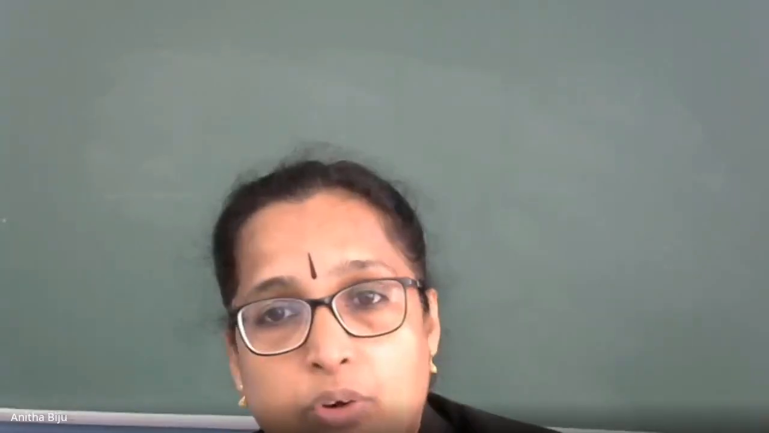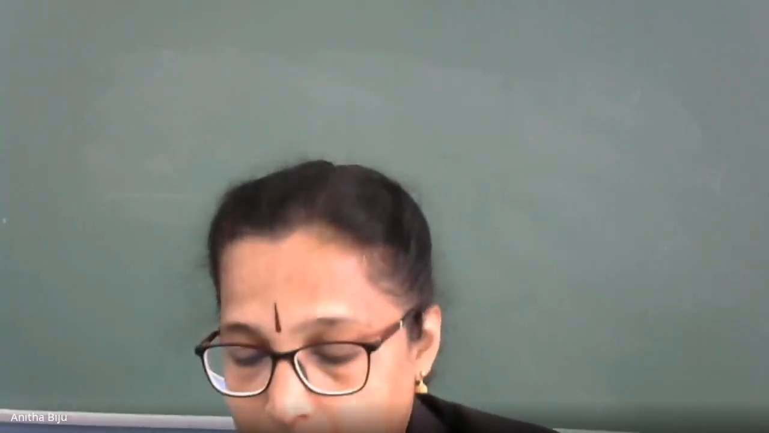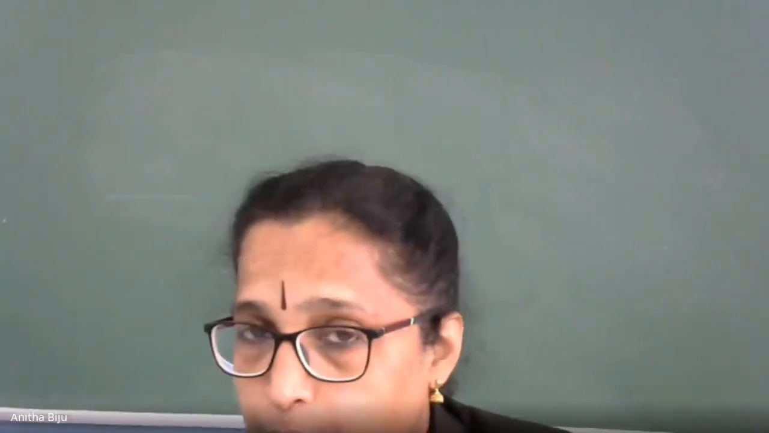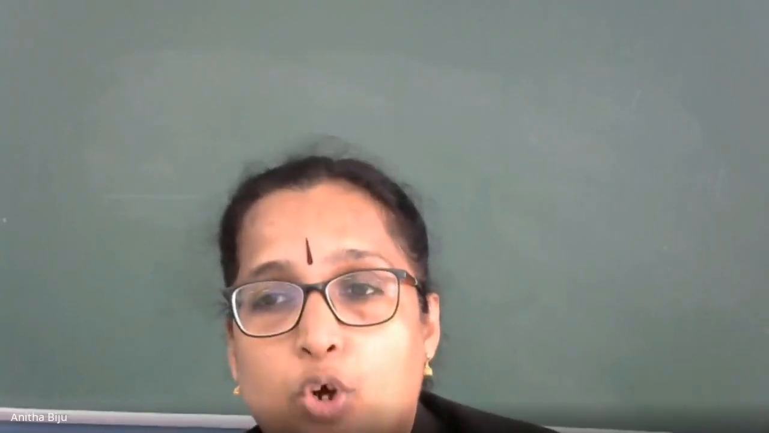virtual. For a virtual image the distance will be negative. It is on the same side as that of the object. So the image distance V is equal to minus 10 centimeter, because it is on the left side of the concave lens. Focal length, since it is a concave lens, focal length is negative. So the value will be minus 15 centimeter.